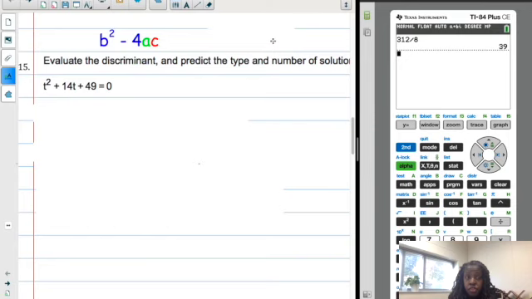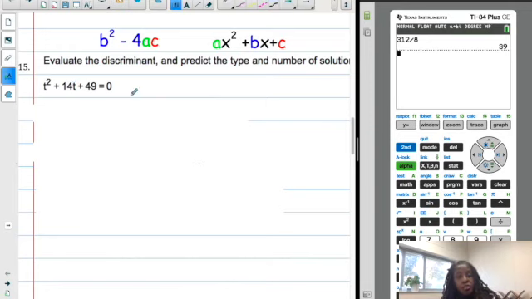And remember that the general form of a quadratic looks like ax squared plus bx plus c. And notice that I put the colors to correlate with the actual plugging in. The b is blue, the a is green, the c is red. See how I color coordinated that for you? Now let's evaluate what the discriminant actually is in this case. So in our case, the b is 14.